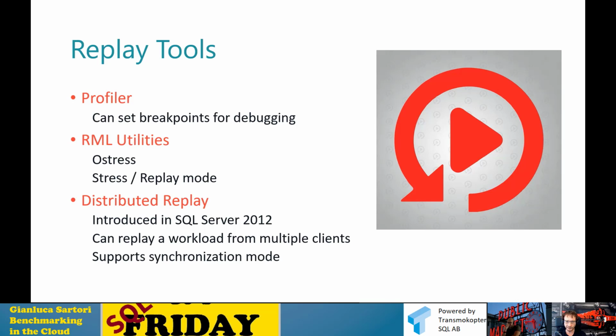In SQL Server 2012, we also had the introduction of distributed replay, which can do all the things that OStress does, but it also has the ability to replay a workload using multiple nodes. So you can use multiple machines to replay your workload, and this has an impact, especially when you're trying to replay a huge workload that you want to have as parallel as possible, with many clients trying to run queries. It also supports what RML Utilities has with replay mode, so it respects the waits in the source workload, but this time it's called synchronization mode, because Microsoft likes to change names to things.